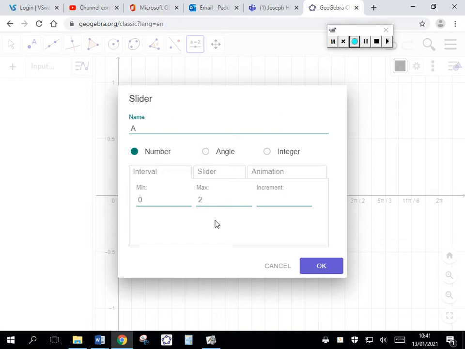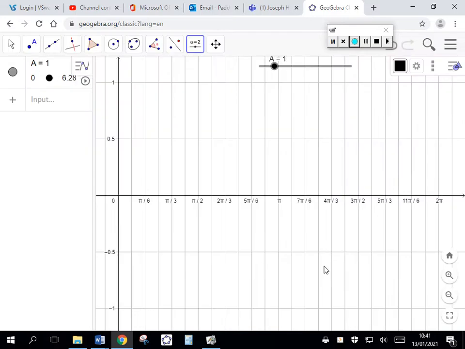Okay, so 2 pi, just typing that in there. And I'm going up in increments of pi over 12. Okay, that's what I'm going up in, which I think is 15 degrees, but remember, GeoGebra tends to deal in radians, okay? So I'm just going to hit OK, and there's that slider.